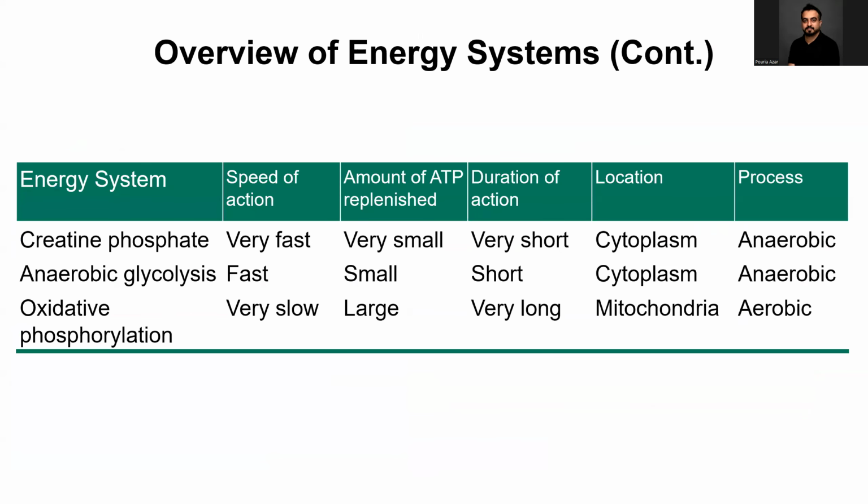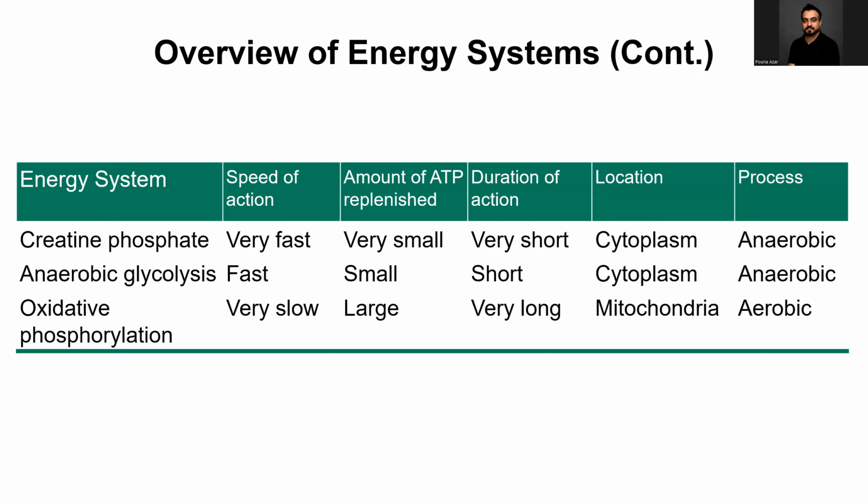And here, this table shows the differences among the energy systems. So for the creatine phosphate, it's very fast. The amount of ATP replenished is very small. The duration of action is very short because it's very fast. The location is cytoplasm and the process is anaerobic. And recall from the previous chapter, when we say anaerobic, it means without oxygen. So for the creatine phosphate, we don't need oxygen.